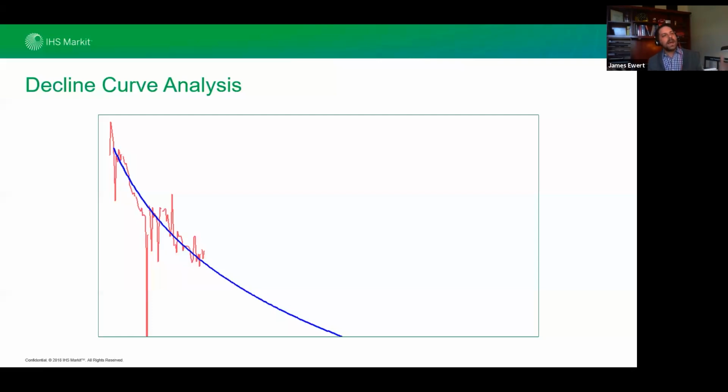Now, I tend to be pessimistic by nature, so this is probably the line that I would put through the data. I'd say, okay, I think this is where my line's going to go, so this is what my EUR is. Now, if you're more optimistic than I am, if you have a little bit more sunshine in your step, you might do something like this. But look at how it's matching that historical data. It looks fine. It's very difficult to argue with that match.